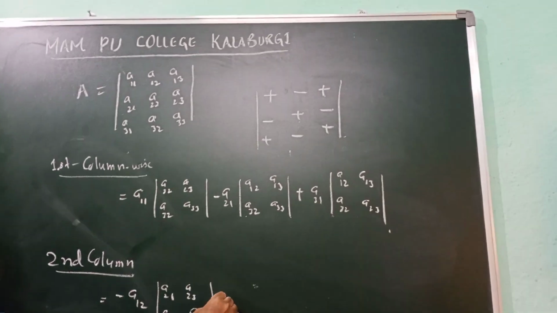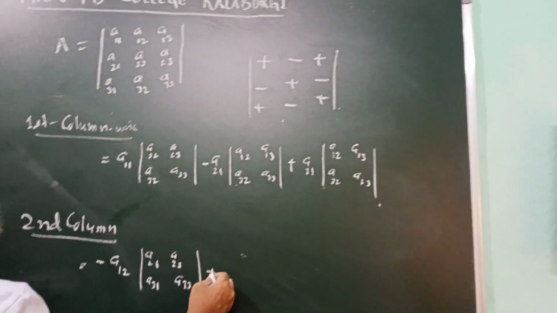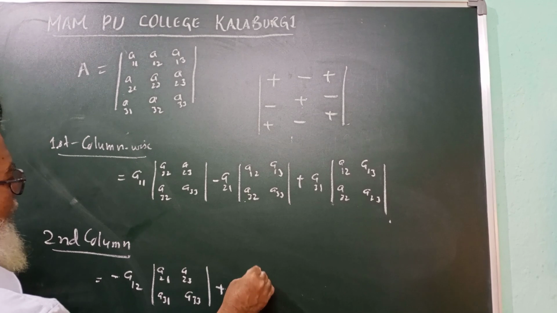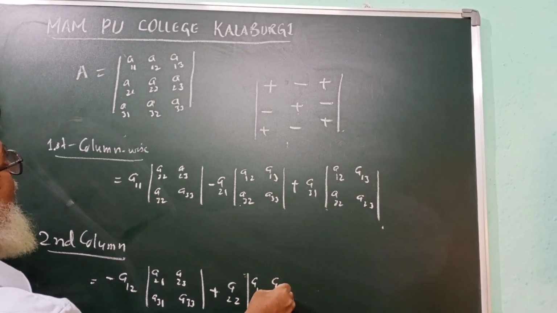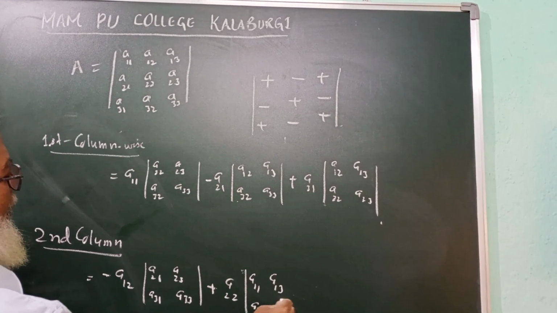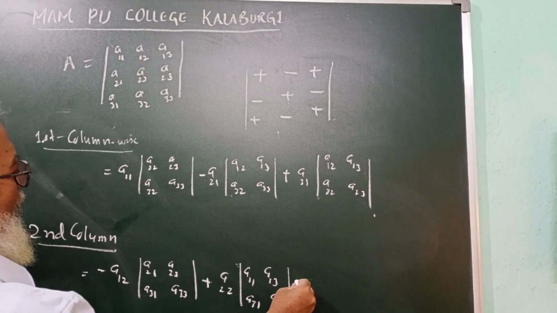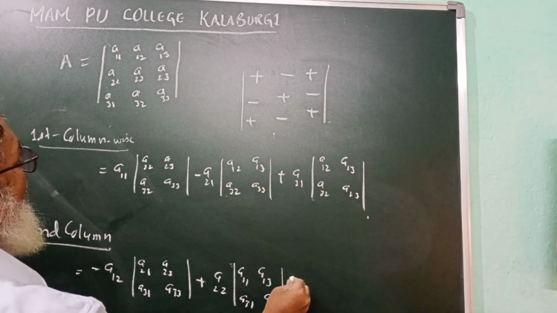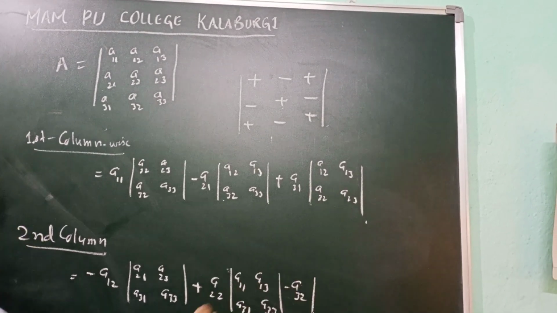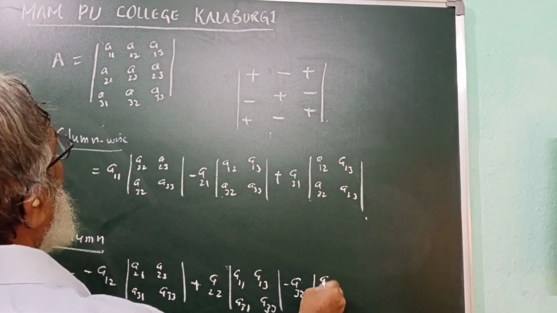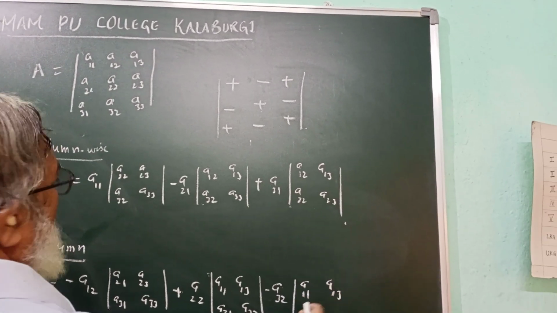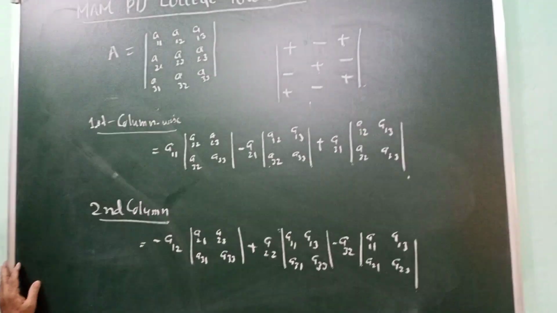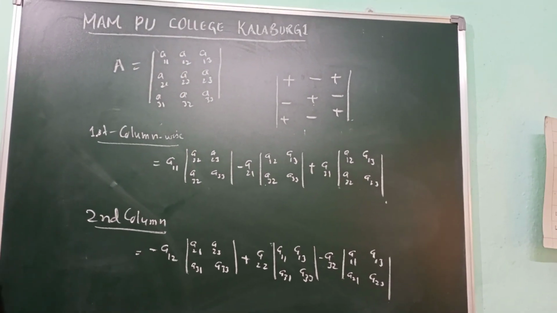Then we have the plus sign for this. We write down the second element, A22. Then delete the row, delete the column. A11, A13, A31, A33. And then we have to write down the third element, that is with negative sign, A32. Delete the column, delete the row. It is A11, A13, A21, A23. So this is the expansion. Similarly, second column wise, third column wise also.